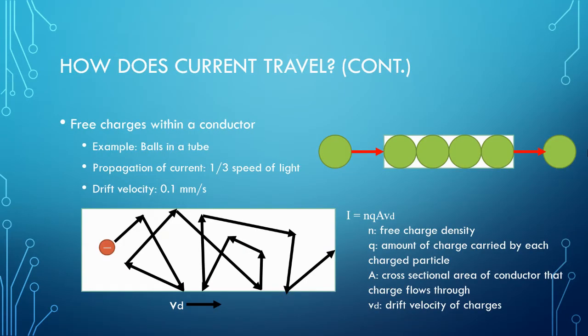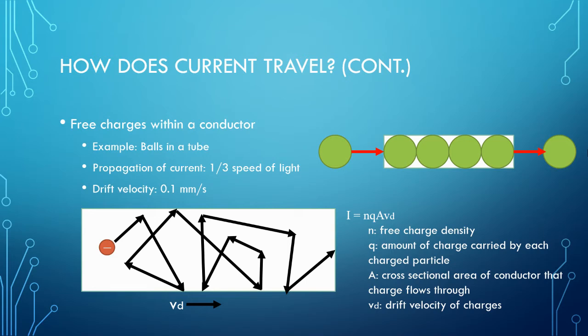To make this a little bit more concrete, here's an example we can use to equate charges moving through a conductor and how that happens. We've got this tube here, which is white with all these green balls inside it. They're pretty closely packed in there, so you can see as soon as one ball moves into the tube, another ball is going to get pushed out. That one ball moving in is going to push all the other balls in front of it. This is a really good example of how current propagates, and it does so really, really fast.